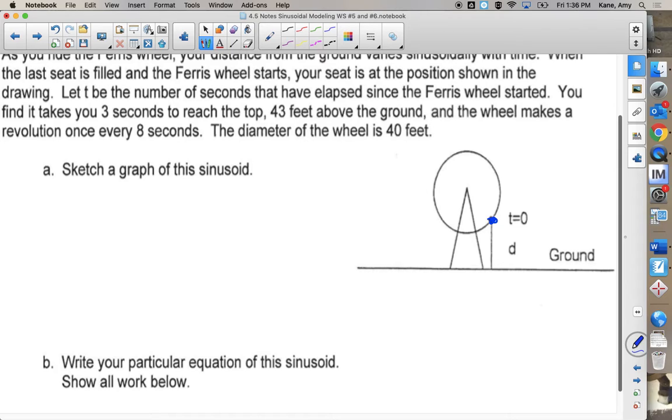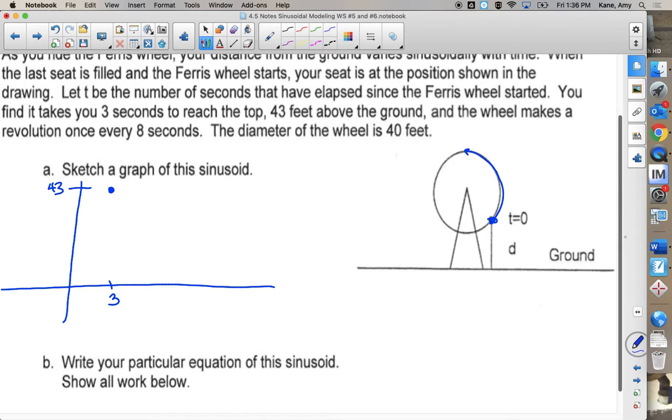So you start it, you get on, and you notice that it takes 3 seconds to get to the top, which is pretty fast. And once you're at the top, you're at 43 feet above the ground, which actually isn't very tall for a Ferris wheel. So 43 feet, probably a little taller than our building. But if it's 3 seconds at the top, that makes a point on my graph. So at 3 seconds, I have the point, the max, up at 43. That's the first thing I can graph. 3 seconds, I have a maximum value.